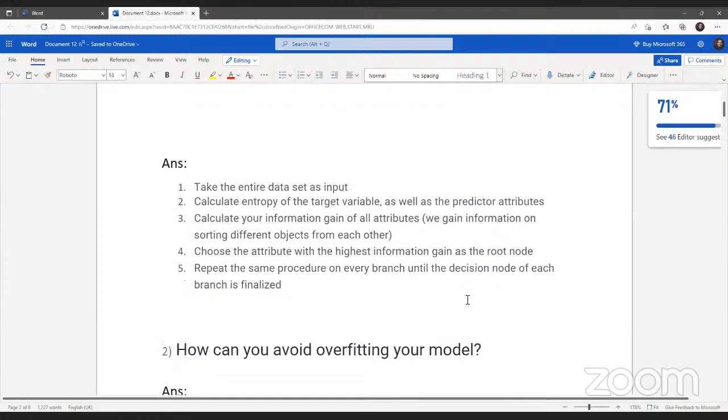So as we jump into the next question, how can you avoid overfitting your model? If anyone knows the answer, ping me in the chat box and we'll discuss the answer within a minute.